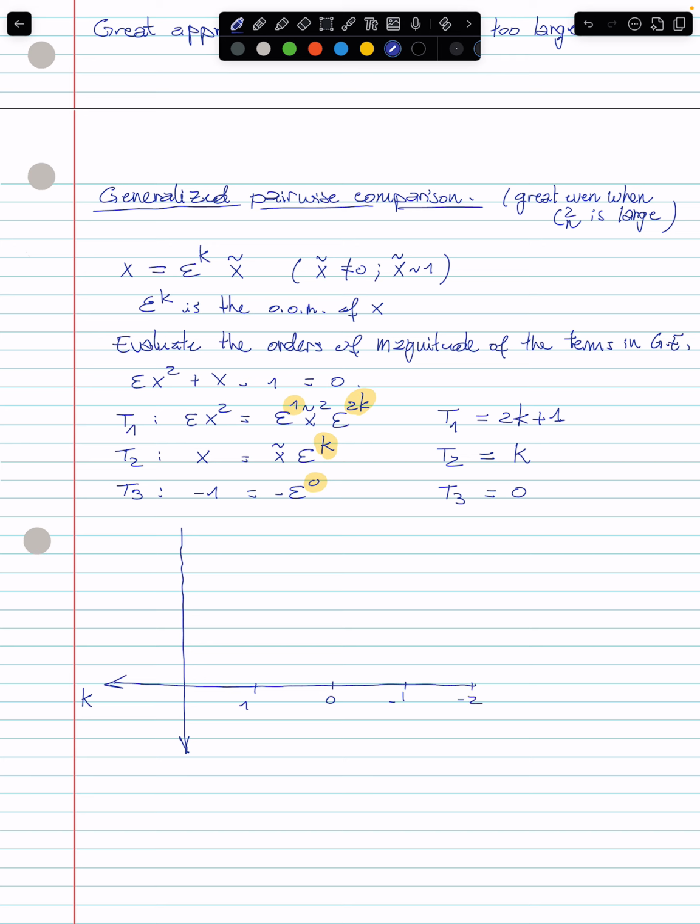And the reason why I do this is because when k is positive, then we have something small. And when k is negative, we have something large, right? Just as an example here, this is something that would mean 1 over epsilon squared, while here we have something that is epsilon. We have 1, and we have 1 over epsilon, all right? So you see that we go from small to large when we go from left to right.